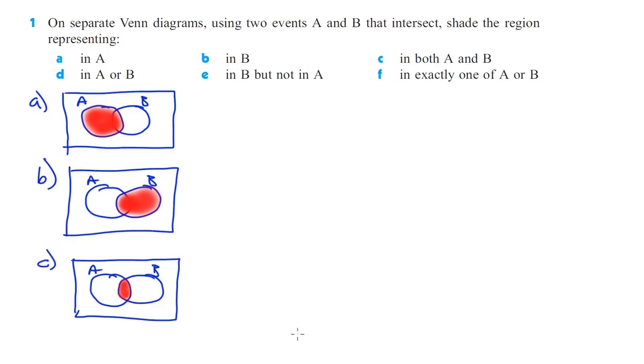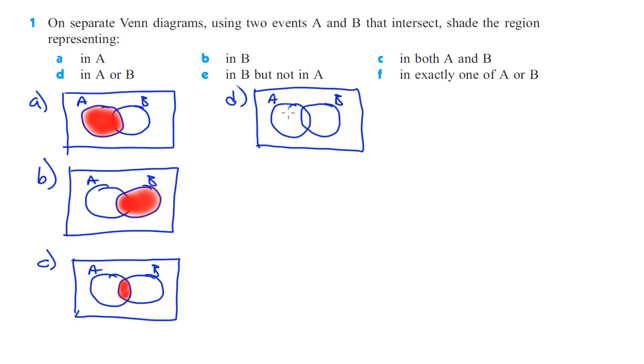D is going to be in A or B. So if we're looking for that, that's anything, let's go back to red. I like the red. So that means anything inside of A, which is this A, or B. So it's everything inside of B as well. So it's going to be both of those regions all shaded.